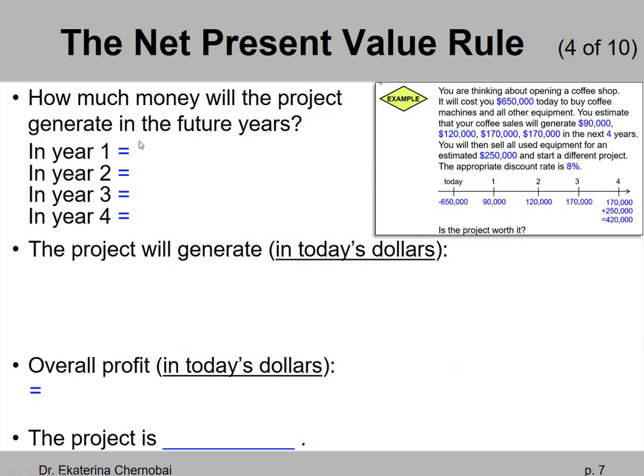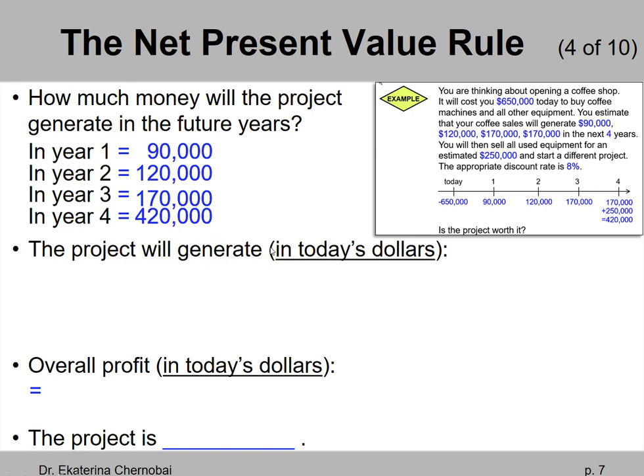Here's how we should solve this problem. First, how much money will the project generate in the future years? Well, we already know what the future numbers look like. In year one, it's $90,000 that would be coming in. In year two, $120,000. In year three, $170,000. And in year four, $420,000. The next question is, let's calculate how much in today's dollars this project will generate.